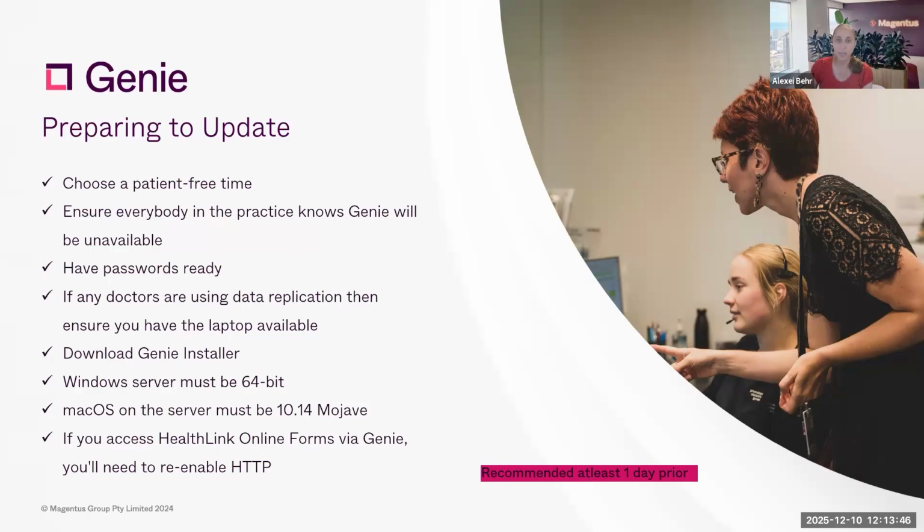Lastly, if you access HealthLink online forms via Genie, you'll need to re-enable HTTP after updating. Please submit a request on our website and select Enable HTTP from the Custom Inquiry dropdown, and our team will send you out instructions that you can have ready to be able to follow to re-enable the functionality once your update's complete.